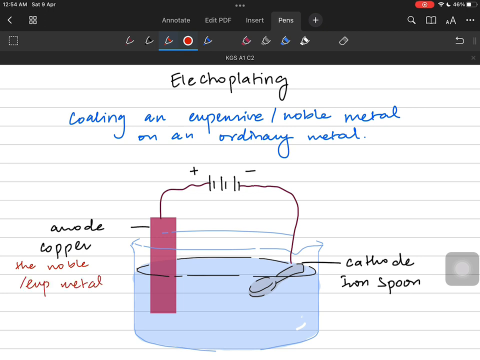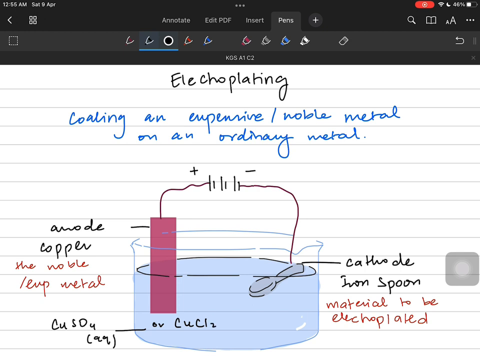Let's recall that the more expensive, the more noble metal is going to be the anode. The material which is cheaper and has to be plated is going to be the cathode. The solution needs the same ions as there are in the anode, the metal which you need to create a layer of. For example, in this case copper, so you need copper chloride, copper sulfate, copper nitrate, whatever, but you need copper ions in the solution. So all these salts are soluble and they are a good source of copper ions. And that is why the solution is blue, by the way.